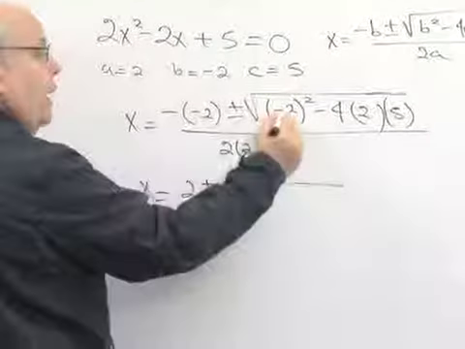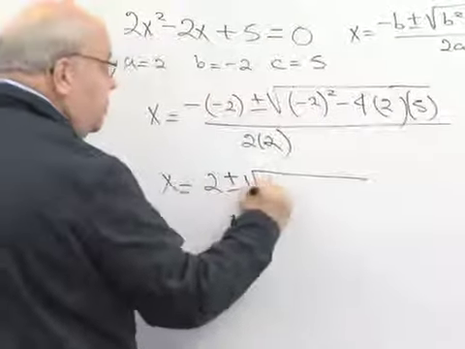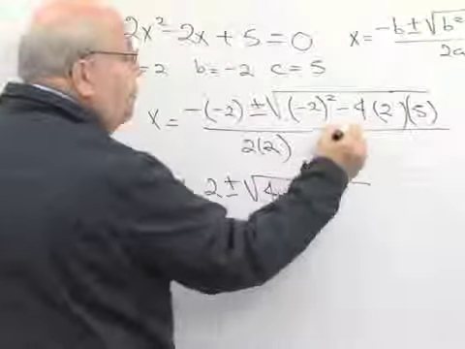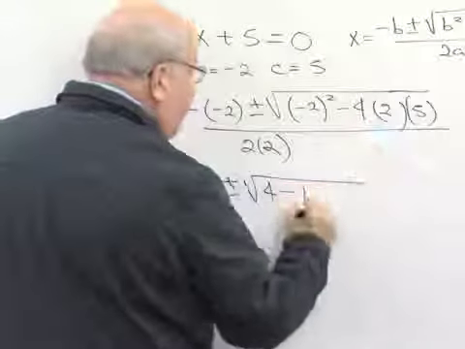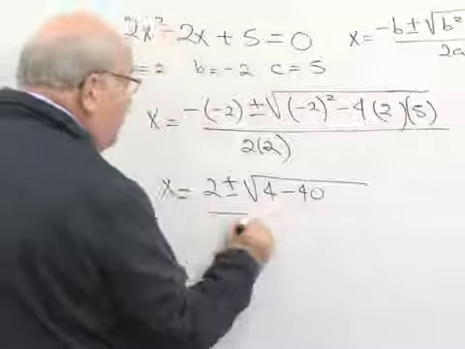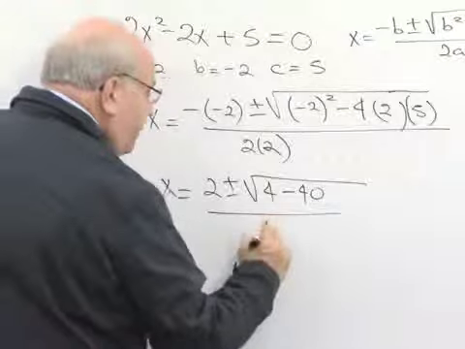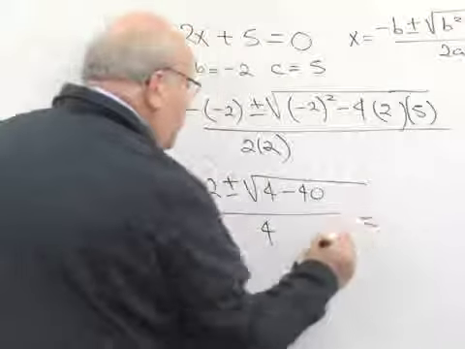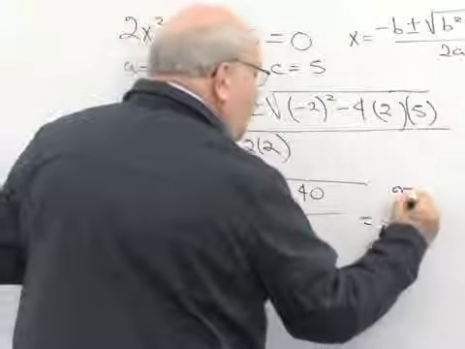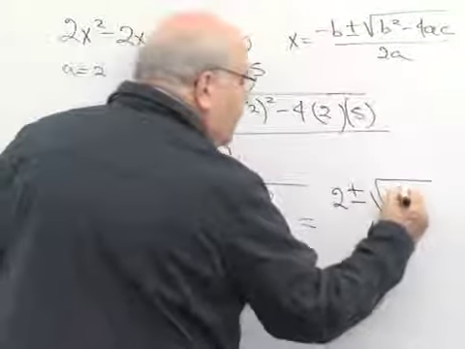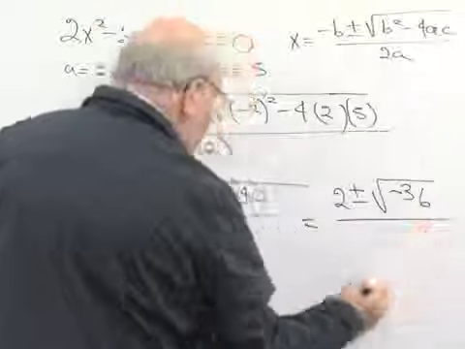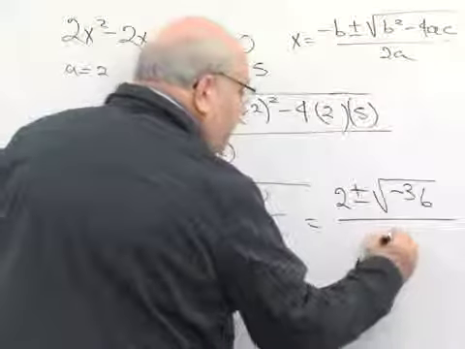When we square minus 2, minus 2 times minus 2 is plus 4. Minus 4 times 2 is minus 8. Minus 8 times 5 is minus 40. And we notice something very important. We are going to obtain 2 plus or minus the square root of negative 36, all divided by 4.